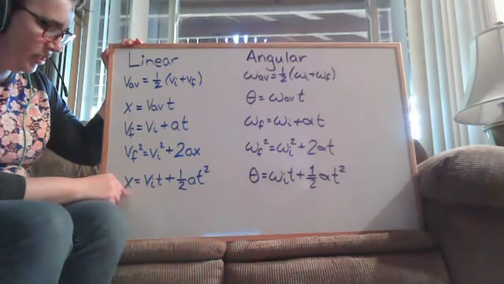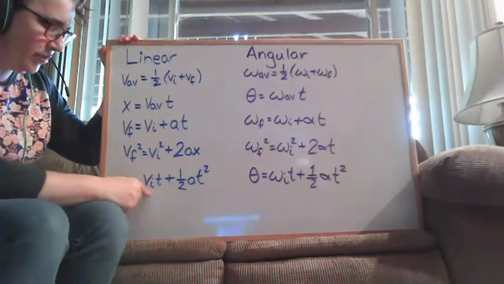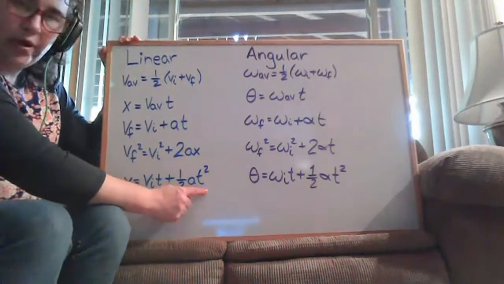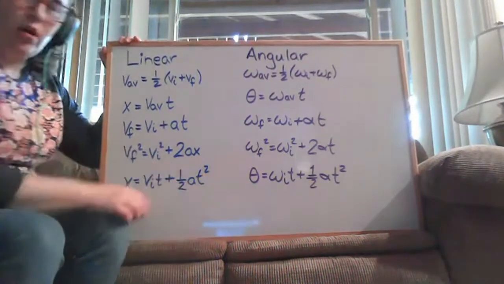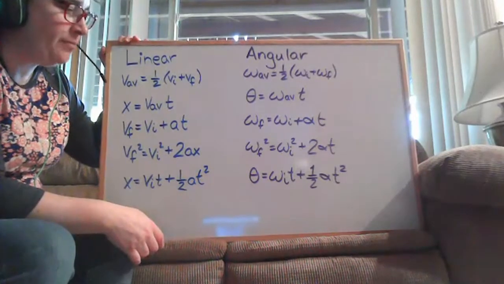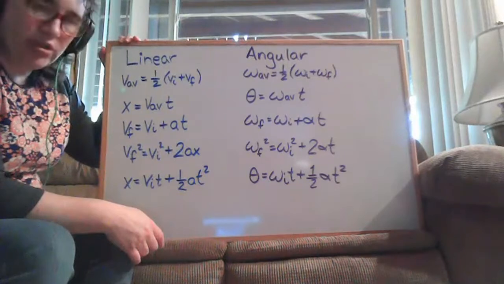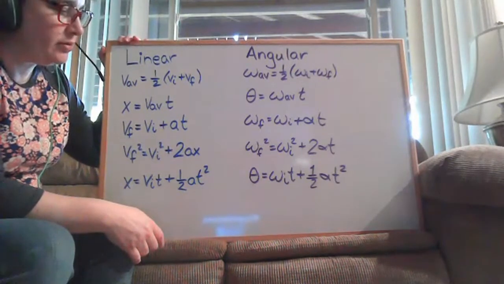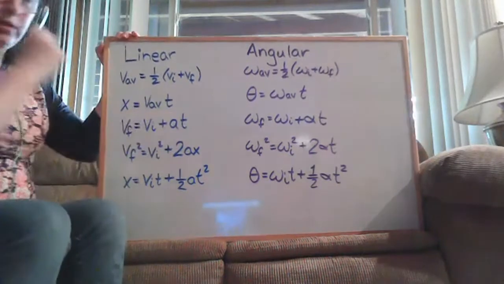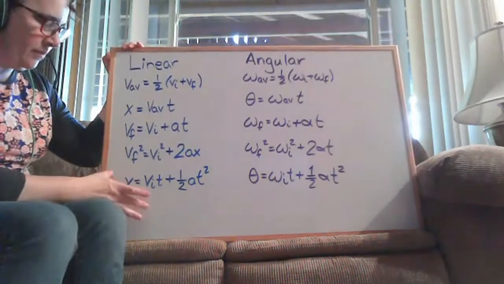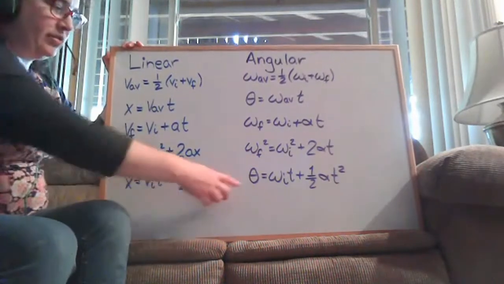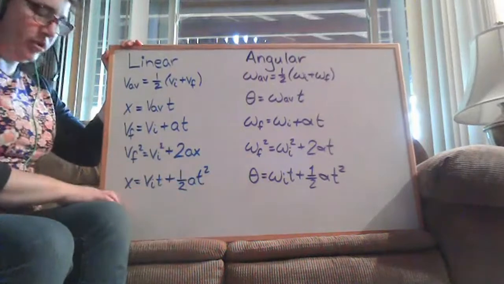Position, or the x displacement, is equal to velocity initial times time plus 1/2 the acceleration times time squared. Our arc length is equal to the initial angular velocity times time plus 1/2 the angular acceleration times time squared. So as you can see, these are very similar, so you don't really have to memorize the formulas for angular. You just need to know what they represent in the angular compared to the linear.